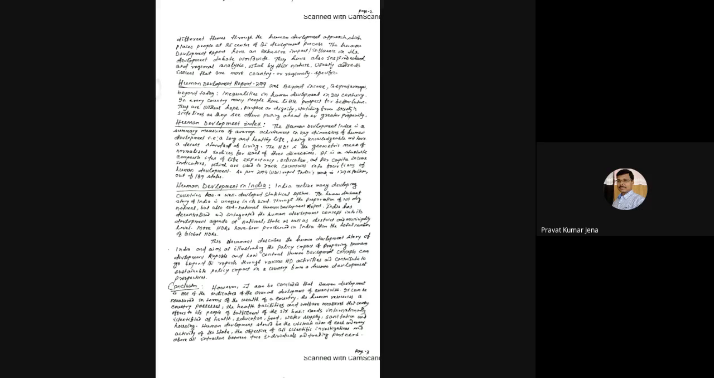So finally, in conclusion, we can say in this particular unit that it can be concluded that human development is one of the indicators of the overall development of a country. My dear friends, try to remember it. Human development is one of the indicators of overall development of countries.